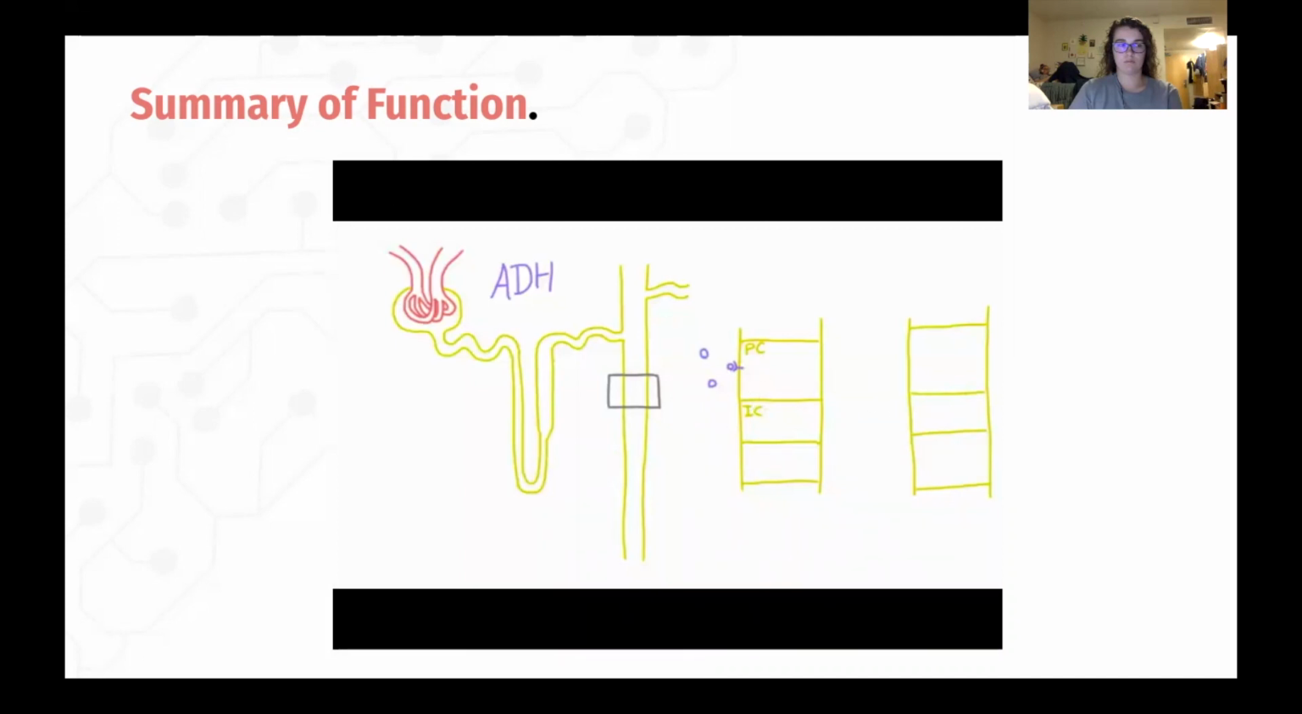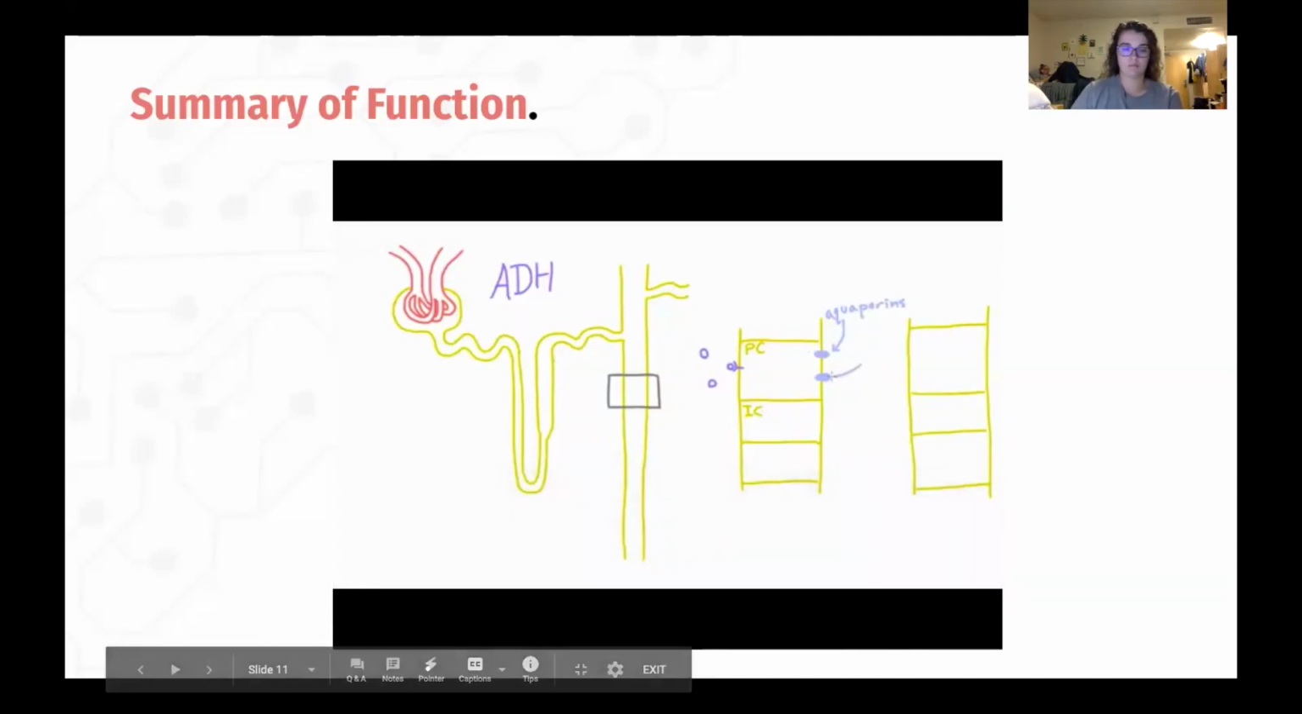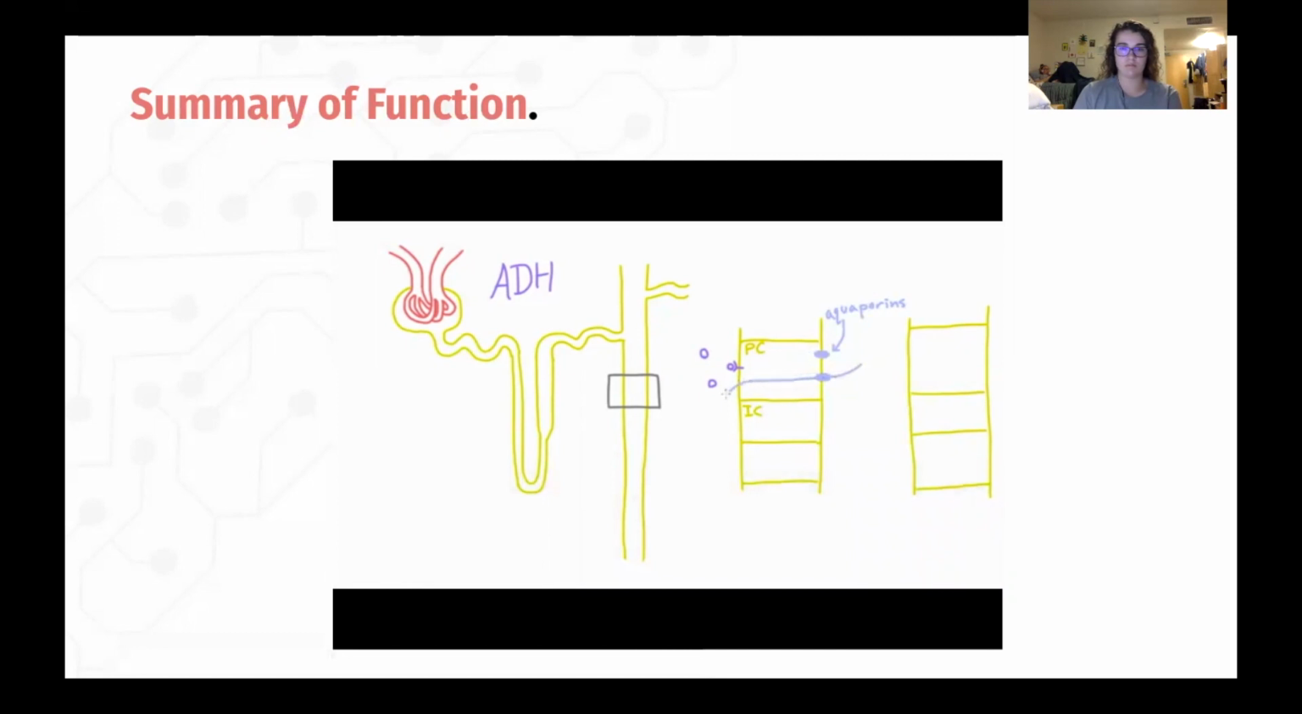And what happens when it binds to these receptors is that it causes the cell to put aquaporins into its apical membrane. So these are aquaporins. If you recall, aquaporins are channels that allow water to pass freely. And so these aquaporins allow water from this fluid, which is basically urine at this point, to pass through and therefore get reabsorbed. So water molecules pass that way.